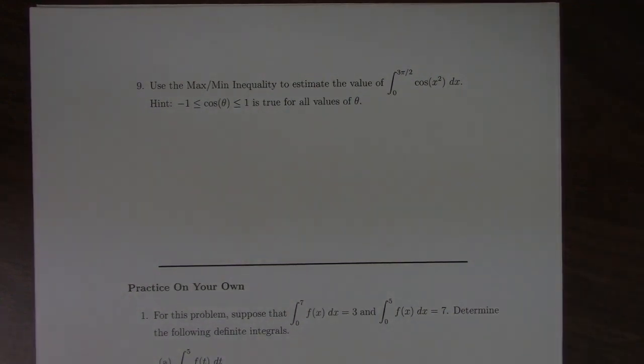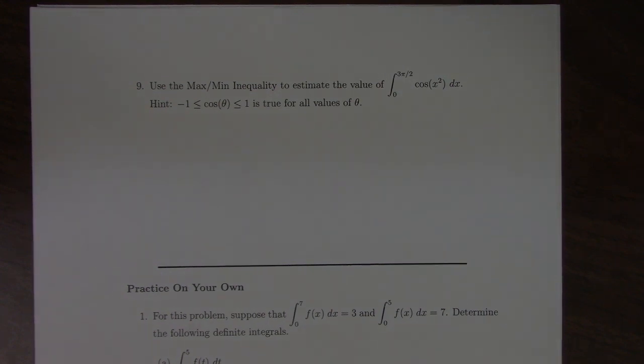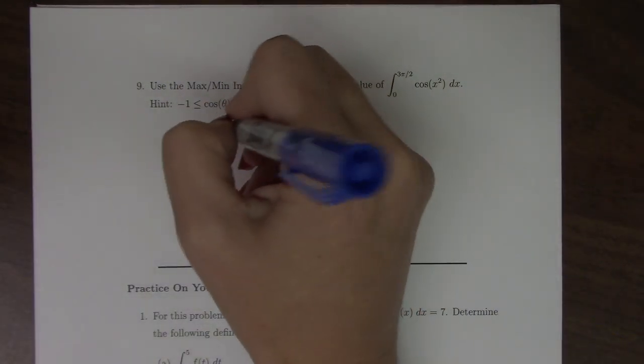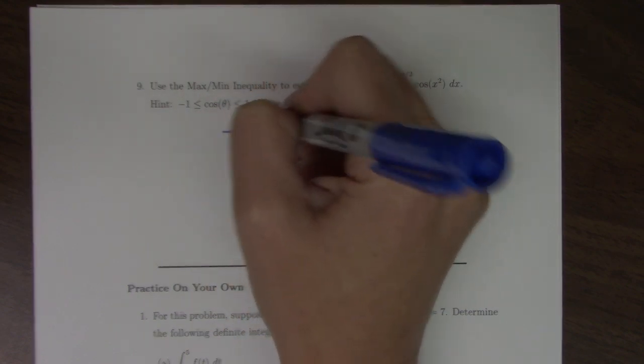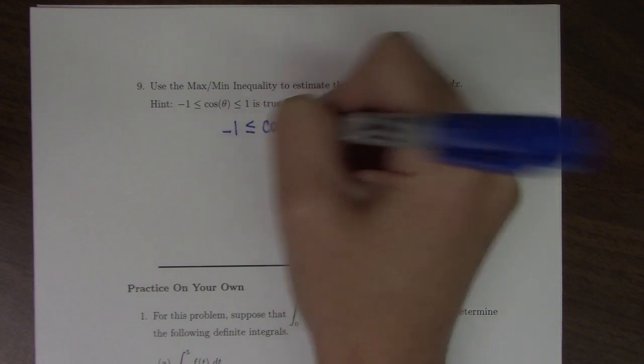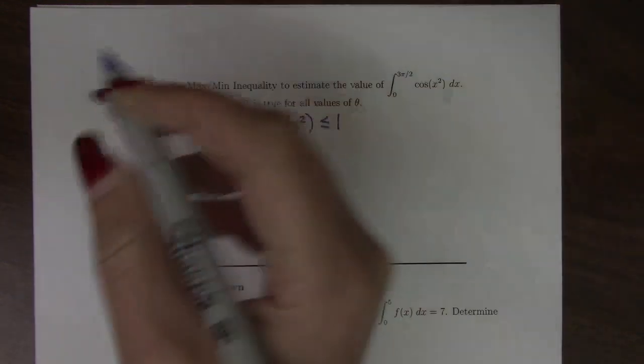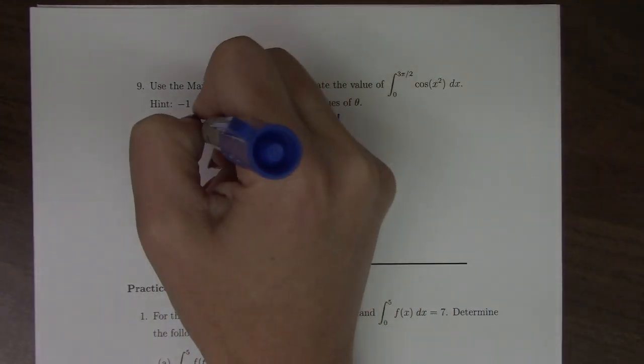So problem 9 says use the max-min inequality to estimate the value of the integral from 0 to 3 pi over 2 of cosine squared dx. So we need a function where we know it has a maximum and a minimum, and it gives you a hint here that cosine of anything is always going to be between -1 and 1. So this means that I can say, well, cosine of x squared is also going to be between -1 and 1.